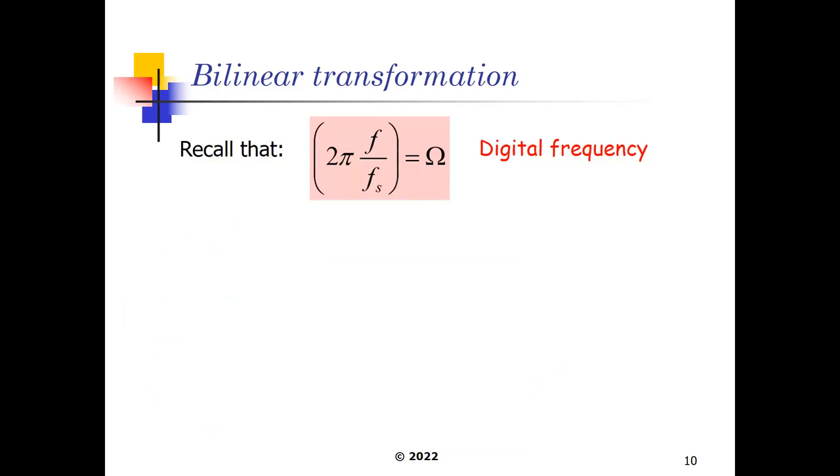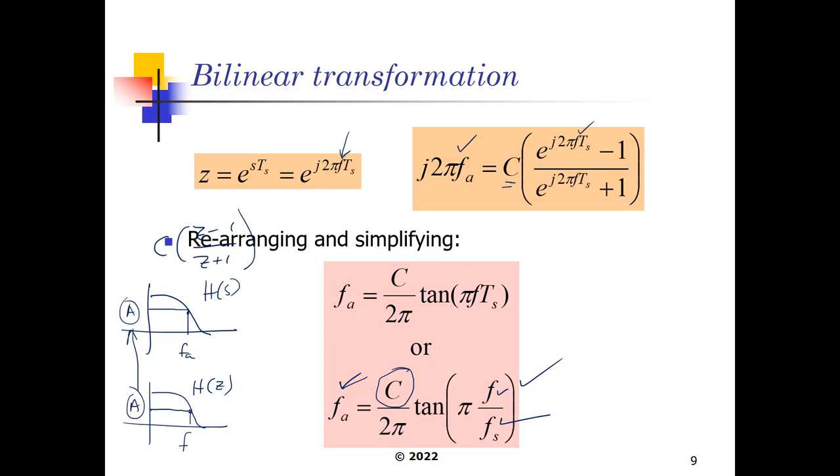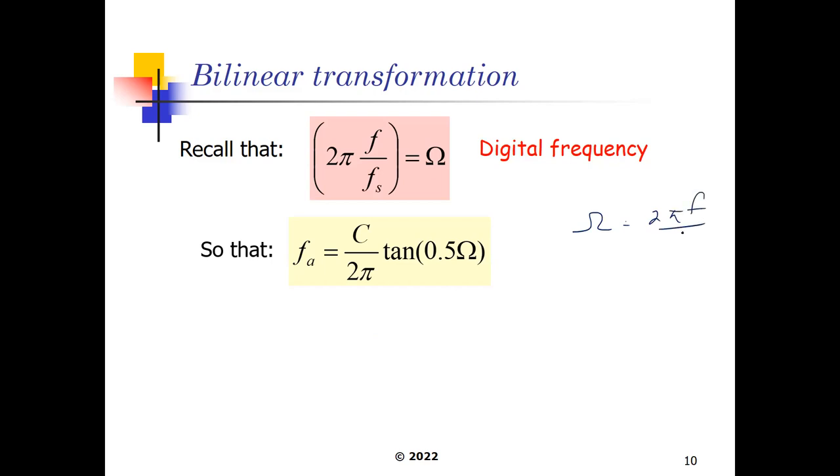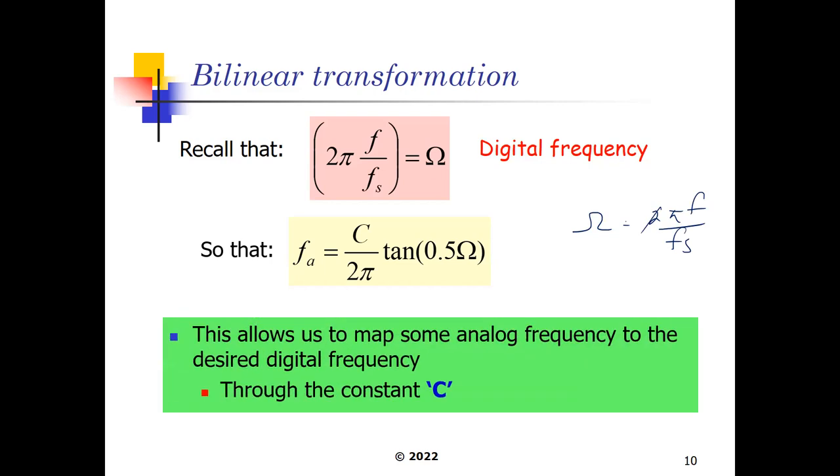And of course, you could recall that capital Omega is 2 pi F over Fs. So you could simplify this down, if you want to remember this as C equals 2 pi tan(0.5 capital Omega), and Omega is 2 pi F over Fs. Half of that will give me pi F over Fs. However you choose to remember it. So this is going to allow us to map some analog frequency to a desired frequency through the constant C. Following me so far? Make sense? All I've done is to start with what the bilinear transform is and solve for that unknown, the matching constant here.